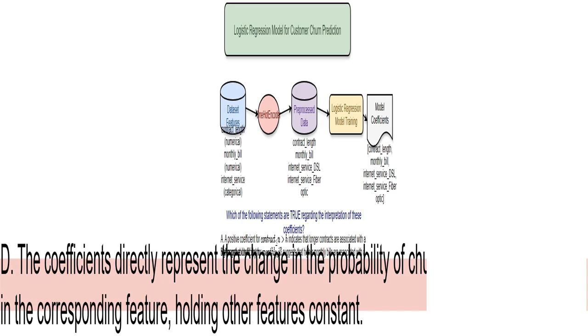I want to point out that this is incorrect. The coefficients don't show changes in the probability of churn directly. Instead, they show changes in the log odds. The log odds needs further transformation using the sigmoid function to get the probability.